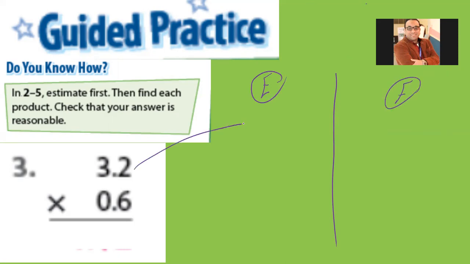How to estimate 3.2 and 0.6? 3.2 will be 3. 0.6 will be 1. Very good. In the previous session, a student asked me, Mr. Walid, why can't I consider 0.6 just 0? If we estimate the factor less than 1 by 0, you destroy the problem.